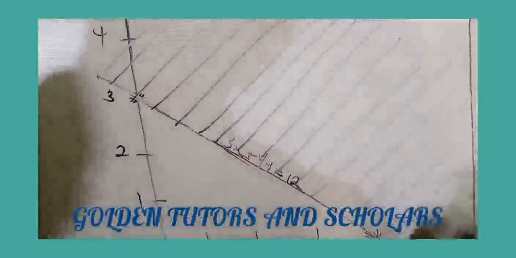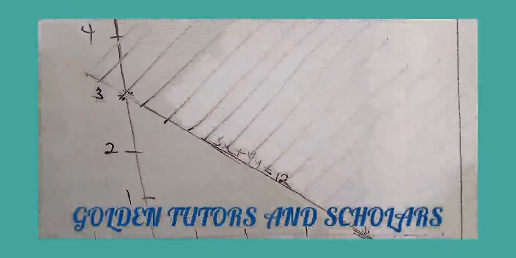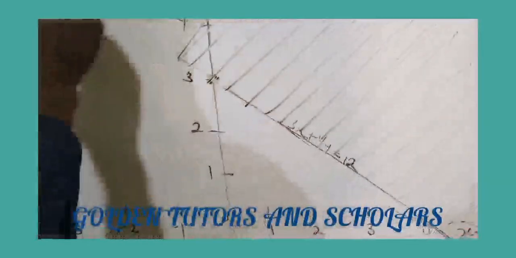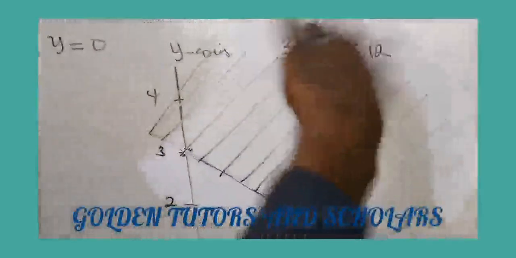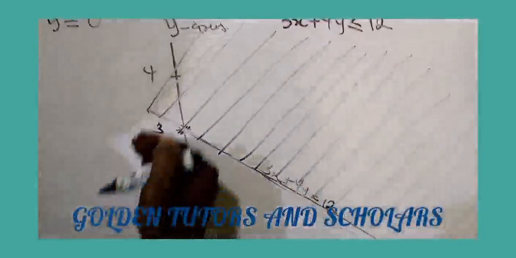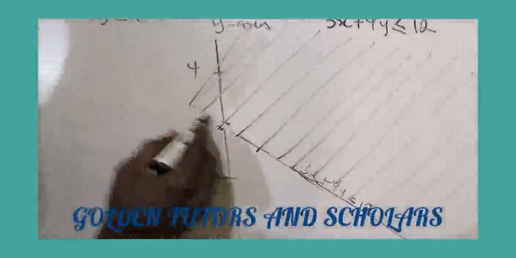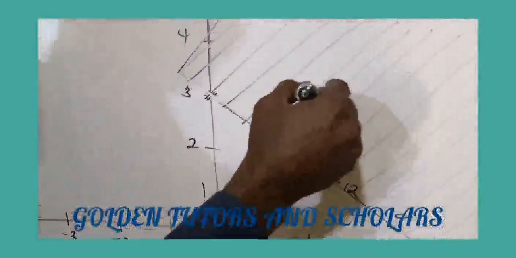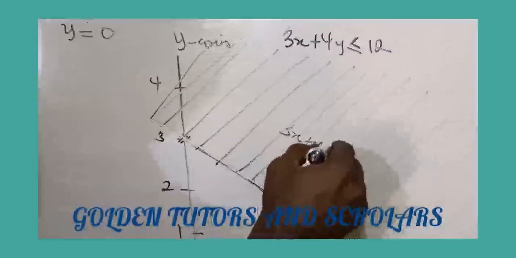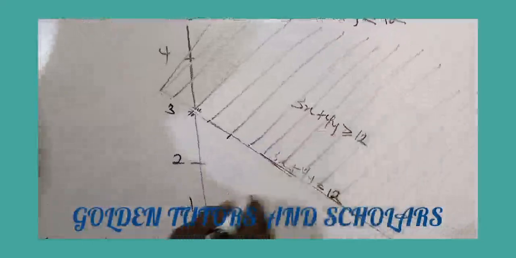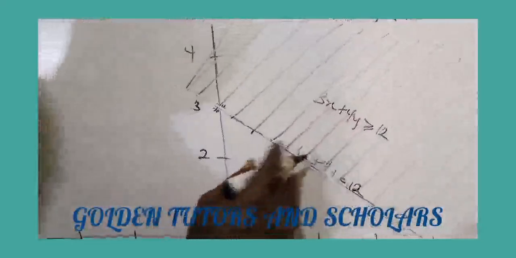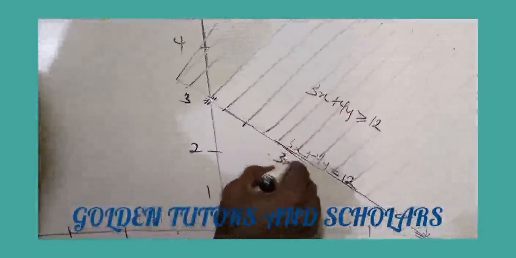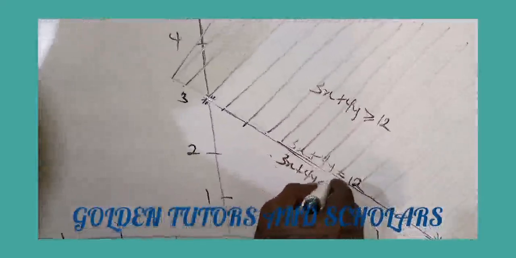So what I have simply done here is to use these lines to indicate that this region is not required. In other words, our solution lies from here down to this point. This is where our solution lies. So here, what you have is 3x plus 4y greater than or equal to 12. But below this line, we have 3x plus 4y less or equal to 12.